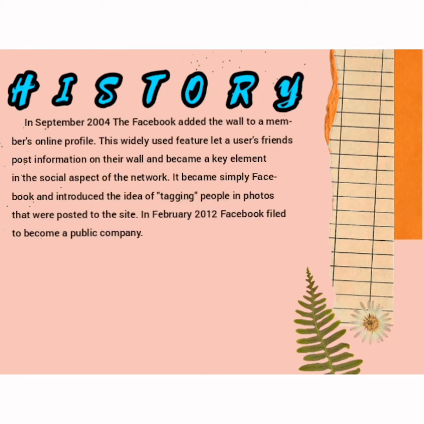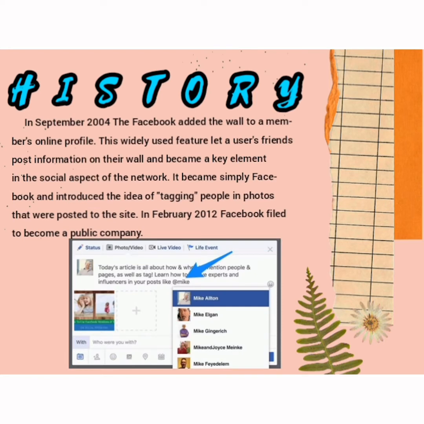In September 2004, TheFacebook added the wall to a member's online profile. This widely used feature let a user's friends post information on their wall and became a key element in the social aspect of the network. It became simply Facebook and introduced the idea of tagging people in photos that were posted to the site. With tags, people identified themselves and others in images that could be seen by other Facebook friends.